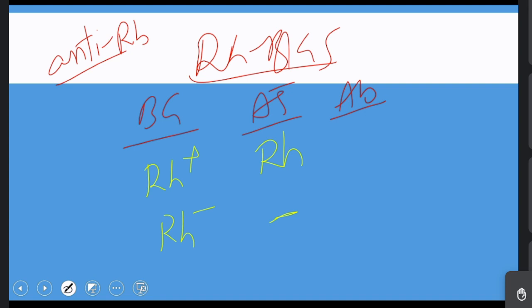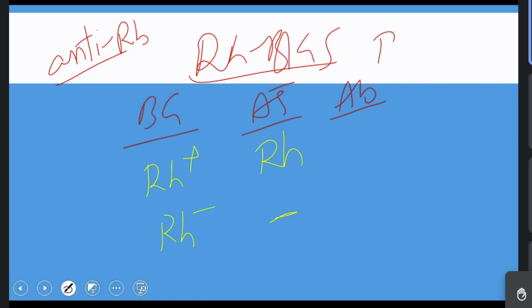Sir, RH positive or RH minus antibodies? No, RH minus, and there is no RH minus antibody. Sir, this is anti-A antibodies, sir. Please, I am not asking about anti-A antibody. Leave that. I have A blood group, I have anti-B antibody. Now I am speaking about only RH antigen.